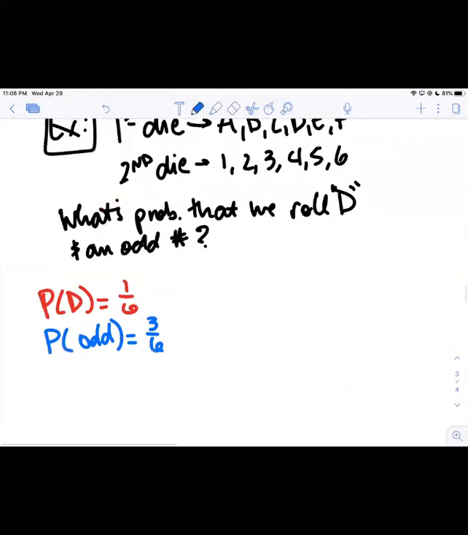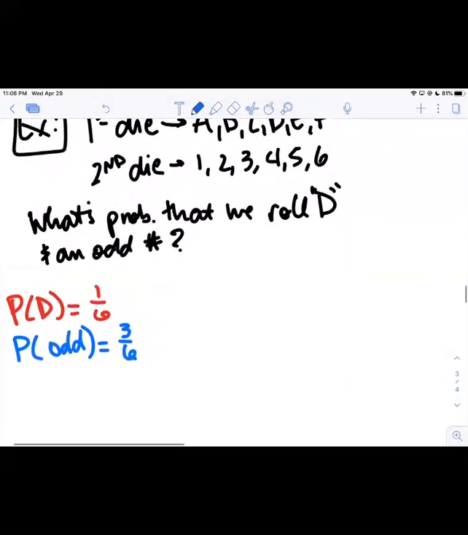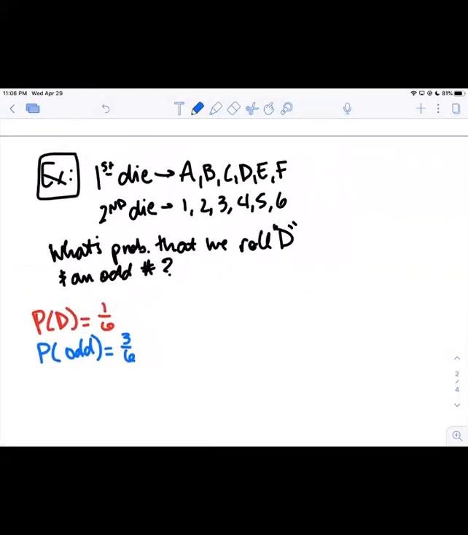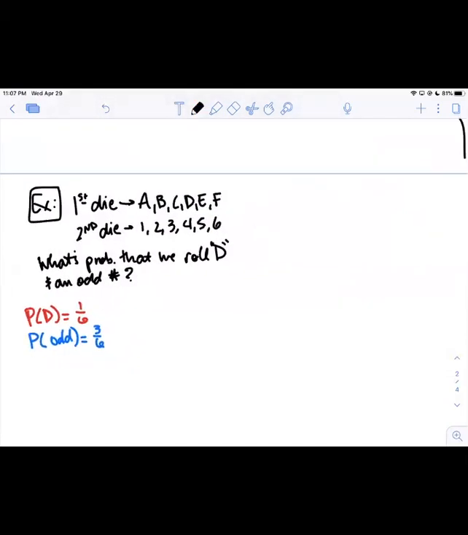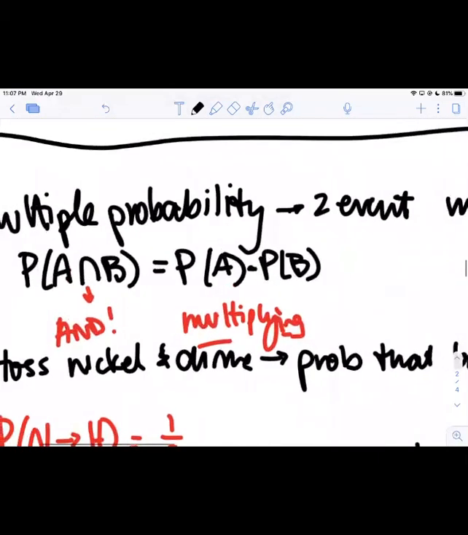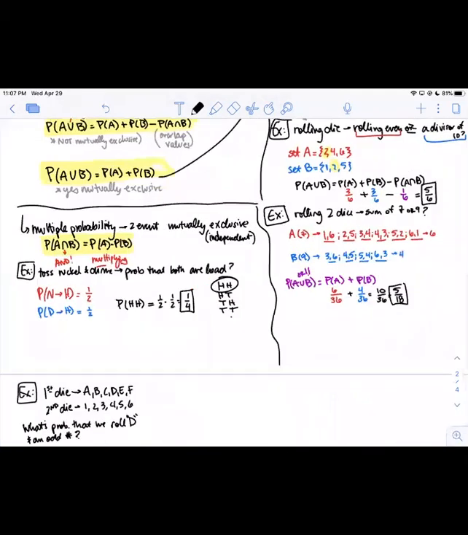Is there any overlap here? No, right? The whole reason I changed it is so that I've got A through F and I've got 1 through 6. So what I roll on one die is not an option on my second die and vice versa. There's no overlap here. Actually, I'm going to do the formula I just gave you. I'm just multiplying them together. I'm multiplying them together because I want both of those events to happen, not one or the other. I want both to happen.